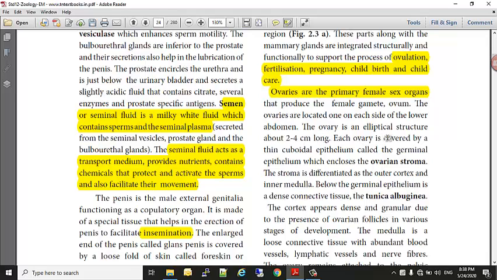The ovary is an elliptical structure about 2 to 4 centimeters long. Each ovary is covered by a thin cuboidal epithelium called the germinal epithelium, which encloses the ovarian stroma. The stroma is differentiated as outer cortex and inner medulla. You have seen that, isn't it? Below the germinal epithelium is the dense connective tissue called the tunica albuginea.